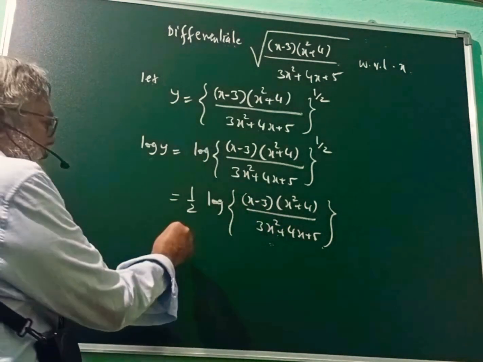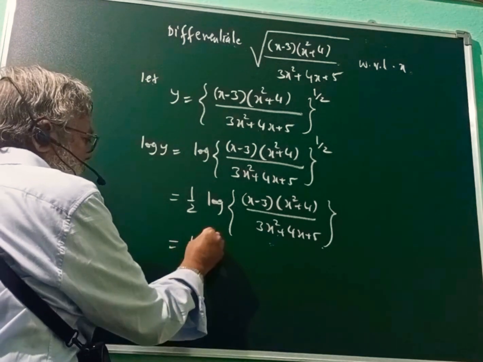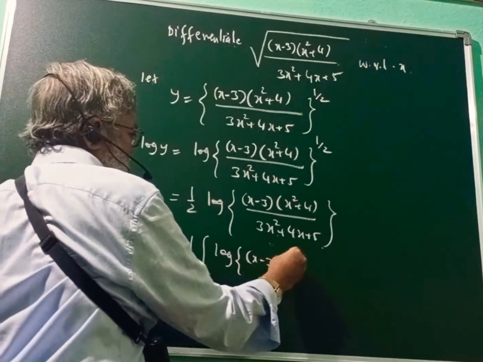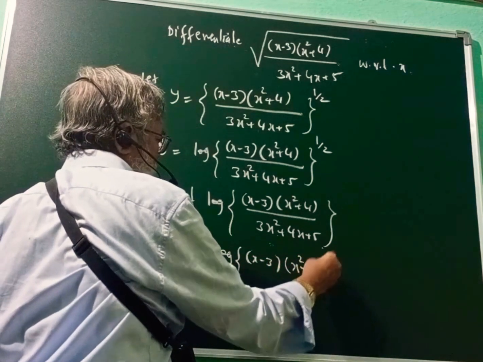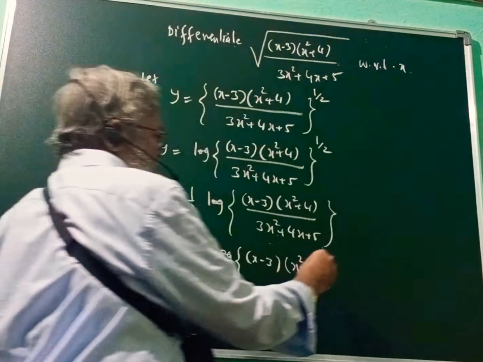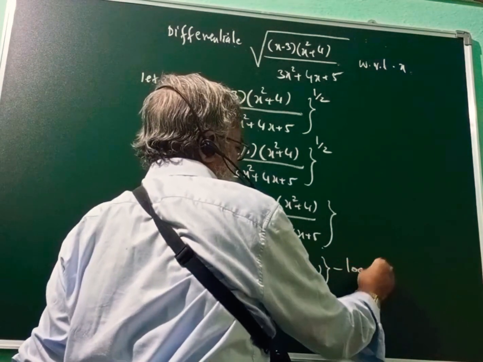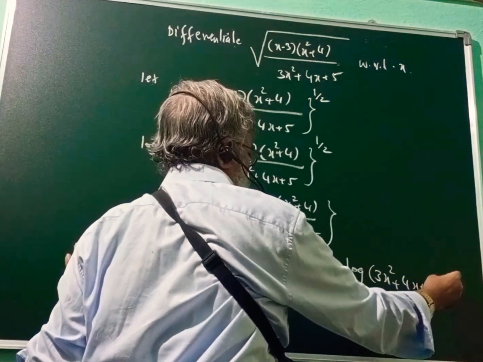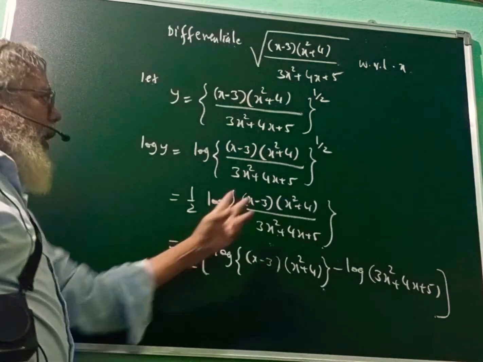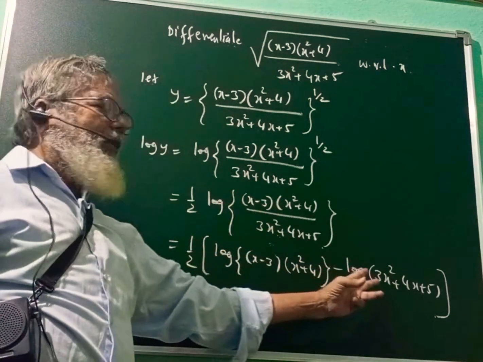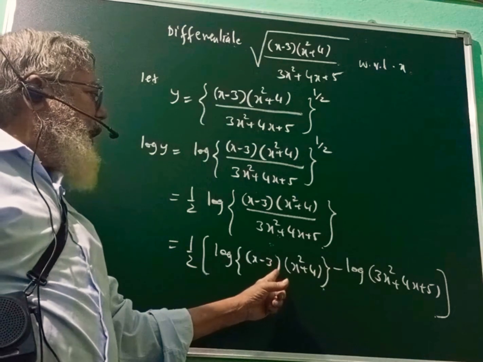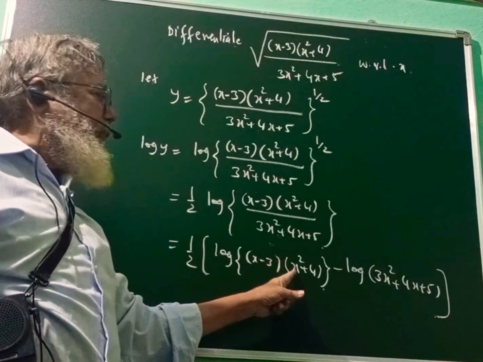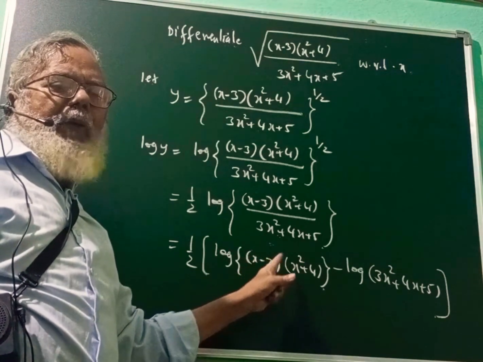So therefore we can write 1 by 2 into log m, that is x minus 3 into x square plus 4, minus log n. N is the denominator. Look here. Log m by n is log m minus log n. Again for this, we apply the first formula of the logarithm, log m into n, that is log m plus log n.